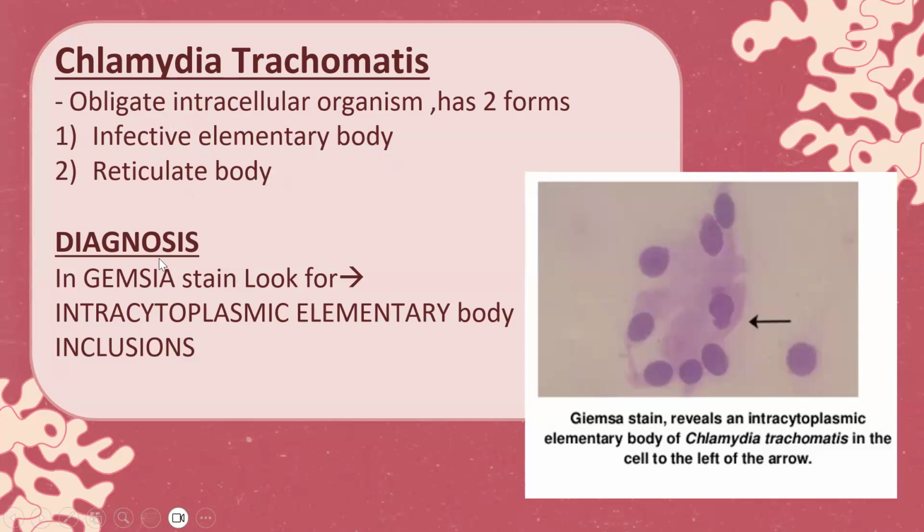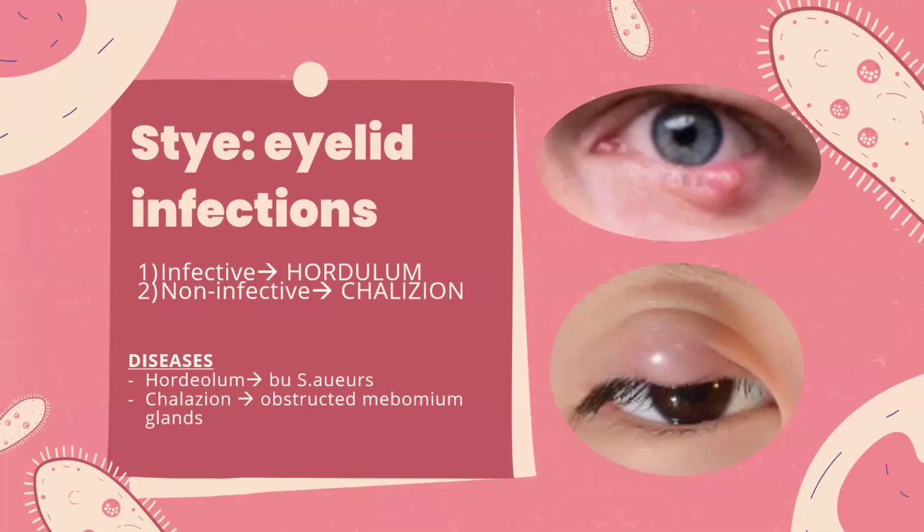So to diagnose chlamydia, we do the Giemsa stain. So not the Gram stain, this is a Giemsa stain, and we look for a very important thing. The infective form is the elementary body. What do we look for inside the cell? We look for the elementary body. It will be inside the cytoplasm, so intracytoplasmic, and it's in an inclusion. So for the Giemsa stain for chlamydia, we look for intracytoplasmic elementary bodies.